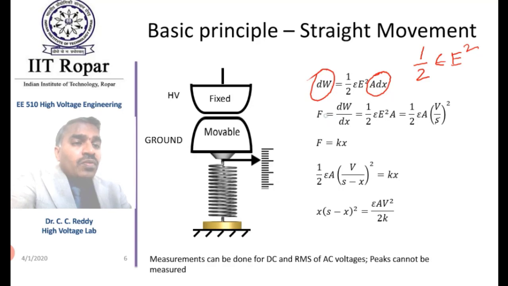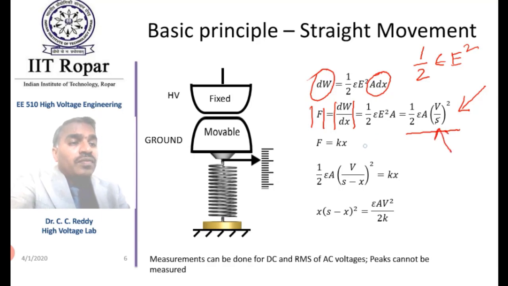Now, what is F? F equals dW by dx. Of course, this is mod. We are concerned with magnitude only. Half epsilon E square into A, which can be shown to be half epsilon A into (V by S) whole square. S is the gap. So this is the force on the plates when the electrodes are in their position with S as gap spacing.